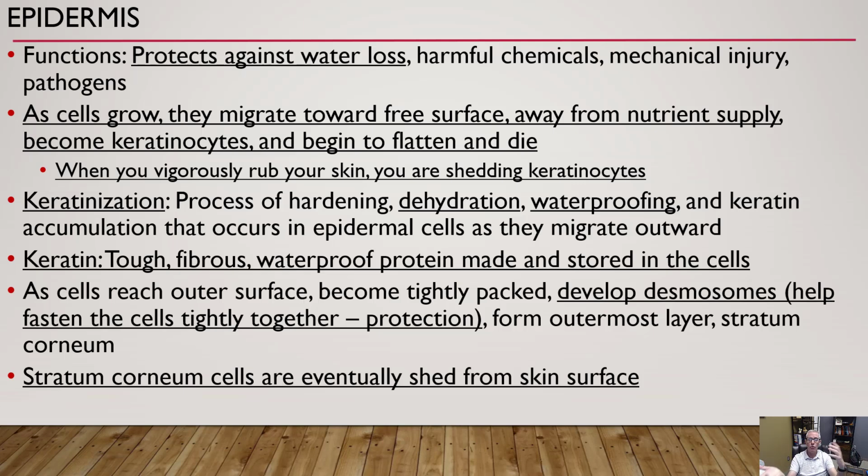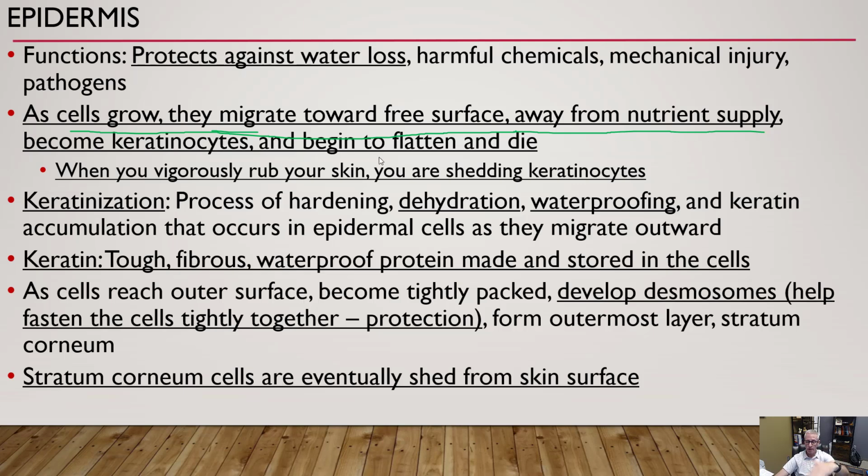And we talked about the whole keratinization process last chapter. And as cells grow, that mitosis happens in that stratum basale layer. And as they grow, they're going to migrate from that stratum basale layer up to that stratum corneum layer, away from all of those blood vessels in that dermal layer.